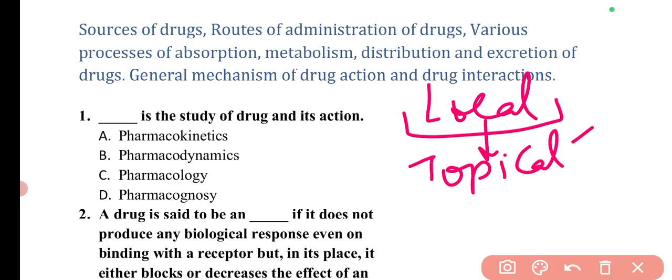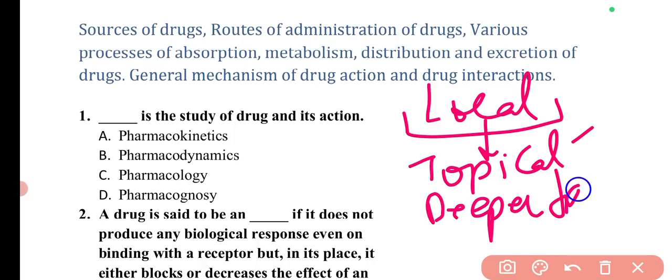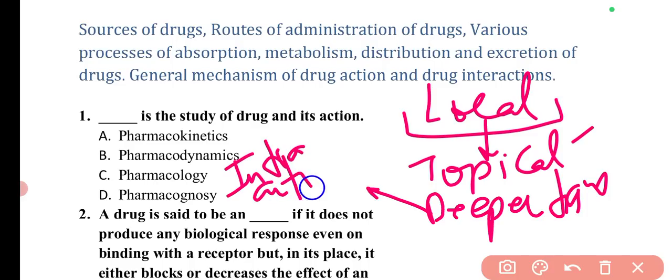Then there is the deeper tissue route. It also comes under the localized routes. Certain deep areas can be approached by using a syringe or needle, but the drug should be in such a form that systemic absorption is slow. In deeper tissue, there are several examples, like intra-articular injections. For example, hydrocortisone acetate in knee joints.